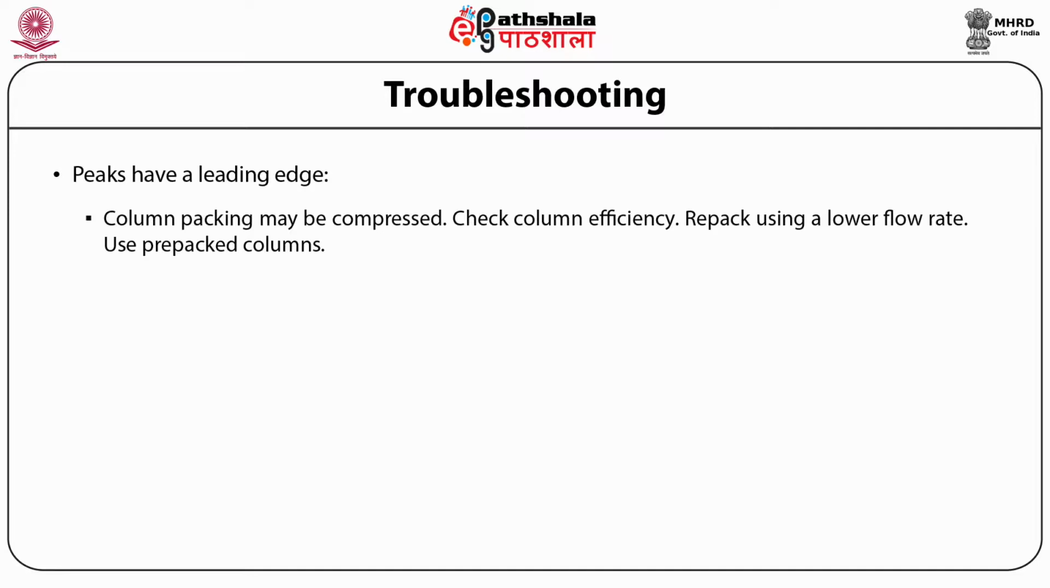One should check for column efficiency and one should repack using a lower flow rate. Again, it is advisable to go for pre-packed columns in ion exchange chromatography. Another problem that we could face could be the low recovery of activity but normal recovery of protein.